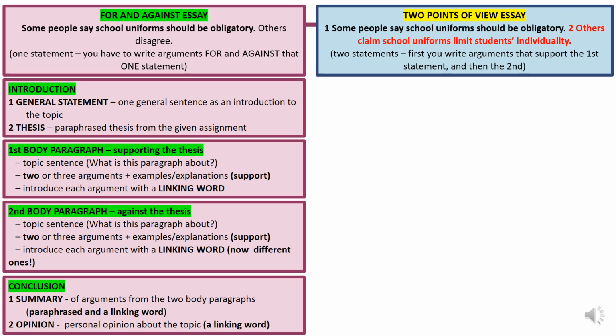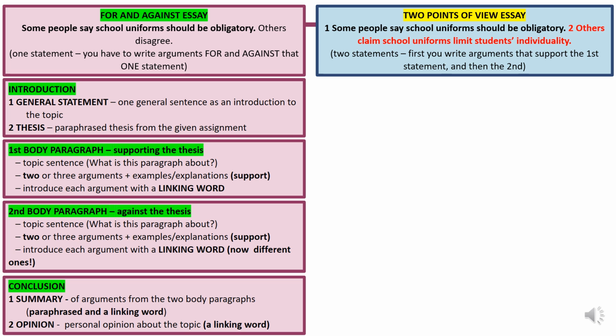And you have to introduce your summary with a linking word to sum things up, as a summary, to conclude, or something along these lines. And the second part of your conclusion needs to be your own opinion about that specific topic, and you also have to introduce it with a linking word. So in my opinion, I think, I believe, as far as I'm concerned, or something like that. So this is the structure of for and against essay.